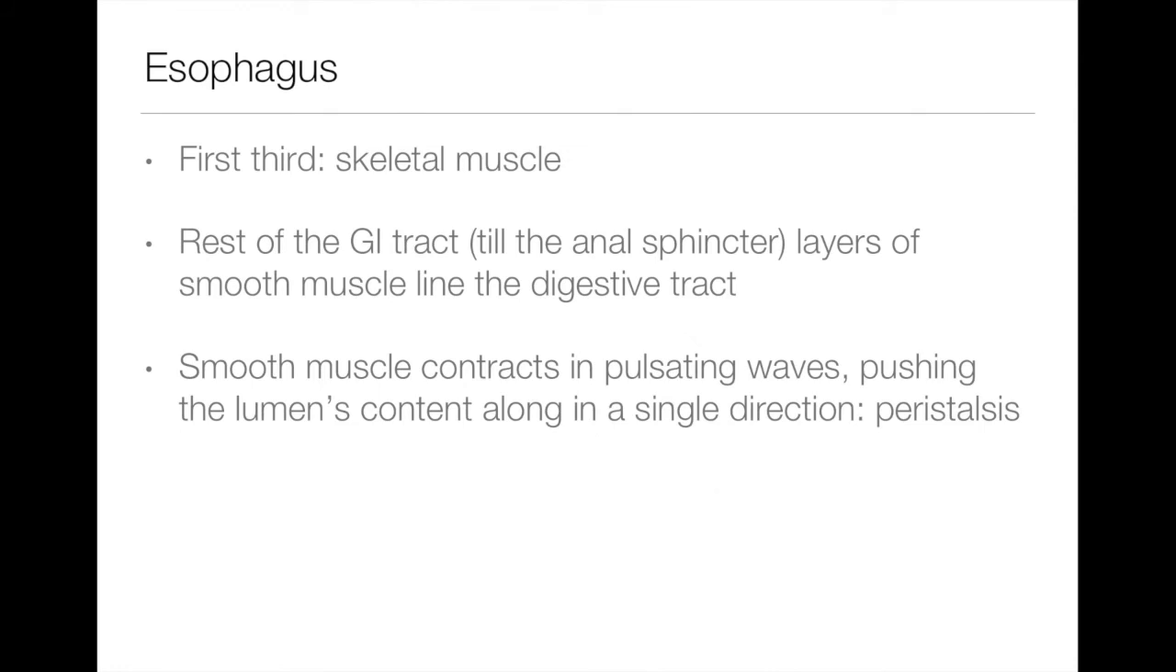So, the upper third of the esophagus is made up of skeletal muscle, beginning in the middle third of the esophagus and extending to the anal sphincter, that is the end of the GI tract. We've got layers of smooth muscle that line the digestive tract. This smooth muscle contracts in pulsating waves, pushing the lumen's contents along in a single direction. This is called peristalsis. Okay.